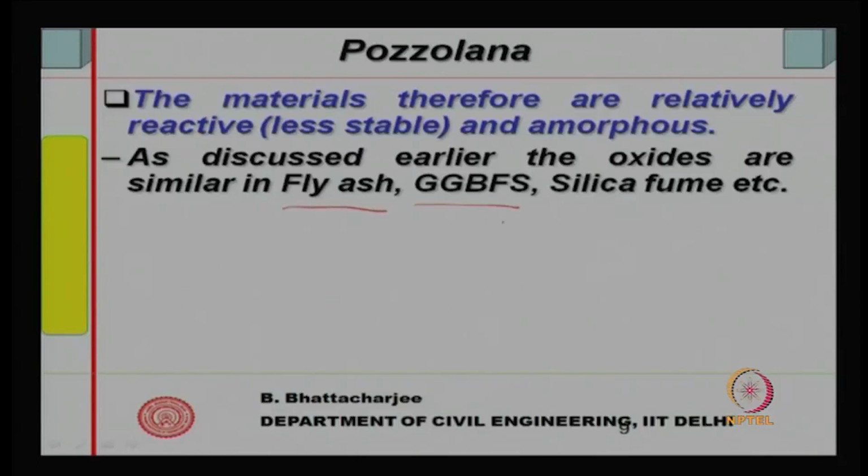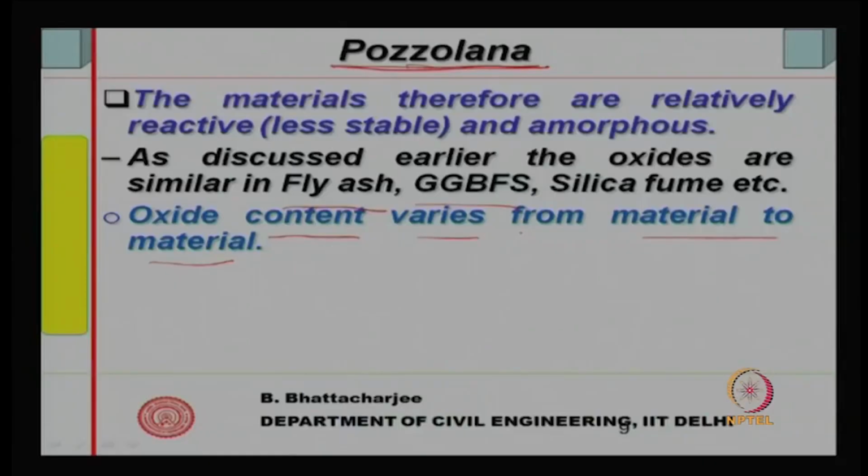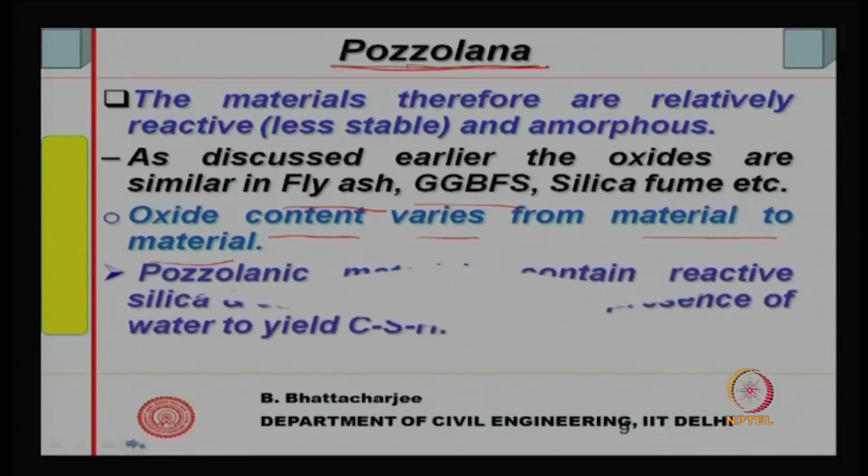So, the oxides are similar or almost similar to those of ordinary Portland cement clinker, but the proportions are different. This class of materials we call pozzolana, that is why we see the title pozzolana, and I will explain what pozzolana is a little bit later. Oxide content of course varies from material to material; the SiO2 content in silica fume is very high, not so high in fly ash, and still less in granulated ground blast furnace slag. Rice husk ash of course is again high, we shall see that later on.